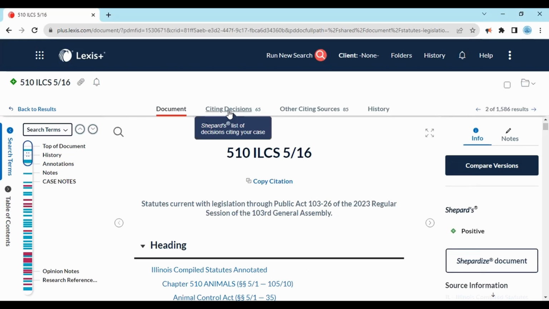So now that you found the statute, you have a couple options. You could click up here where it says citing decisions. This will take you to cases that have cited to this Illinois statute. That's one way to go on Lexis. That's not my favorite way to go.